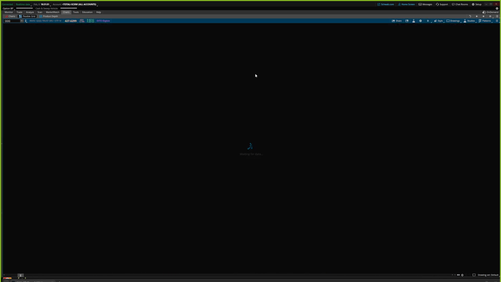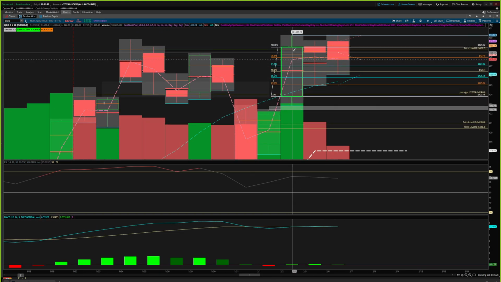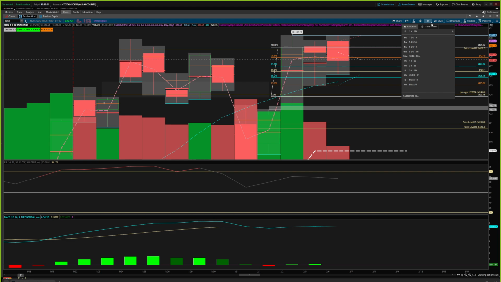Why does this candle matter more than any other candle on the daily chart? It's because it's an all-time high candle. 430.24 is an all-time high for QQQ. So this candle, the algorithms know right here to keep an eye on those fibs in the engulfing.